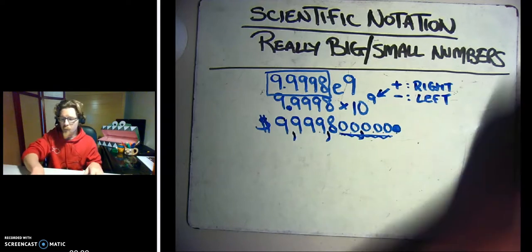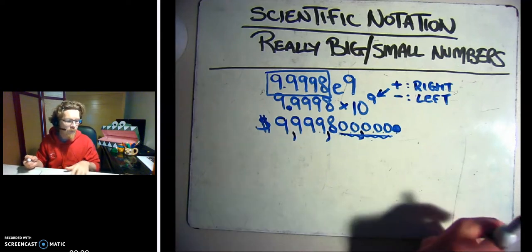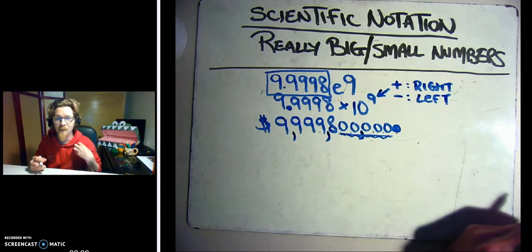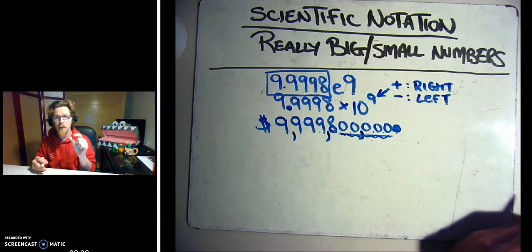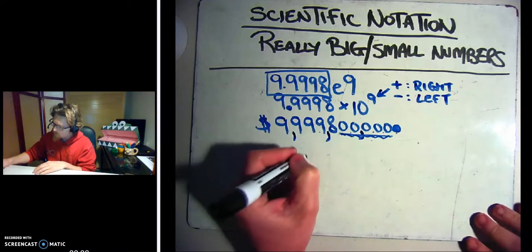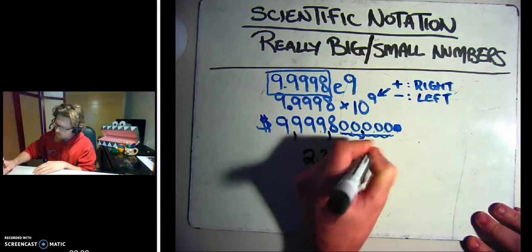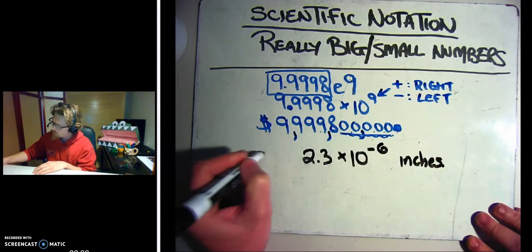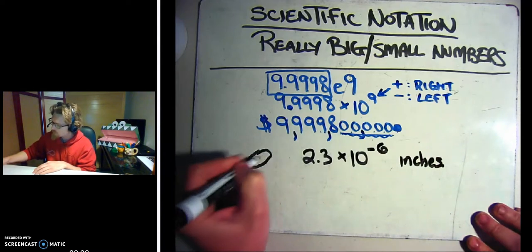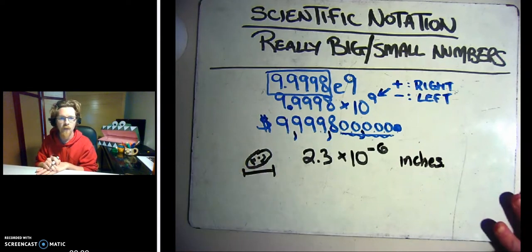Now, another way to think about scientific notation, as I mentioned, is really, really small numbers. Like, for instance, we are full of cells. And it turns out if you were to take an inch on a ruler and measure the size of the cell, you wouldn't even be able to see it, because a cell is 2.3 times 10 to the negative 6 inches wide. So, you have like this cell with all of its parts in it, and it only measures 2.3 times 10 to the negative 6 wide.